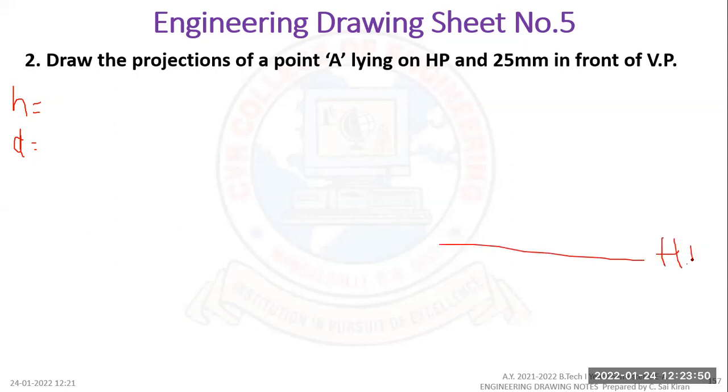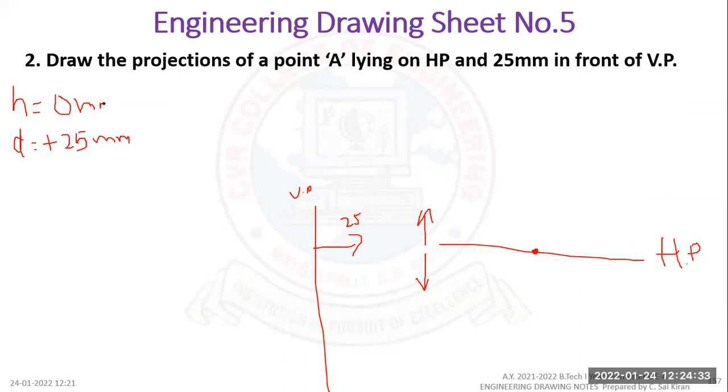This is my HP. Tell me the D value. D is positive or negative? Positive, sir, 25 mm. So this is my VP, this vertical plane, and the point is 25 mm in front of it. And what about HP? The point is lying on HP, so this is my HP. The point is neither above HP nor below HP. The point is on HP. So what is the H value? 0 mm.